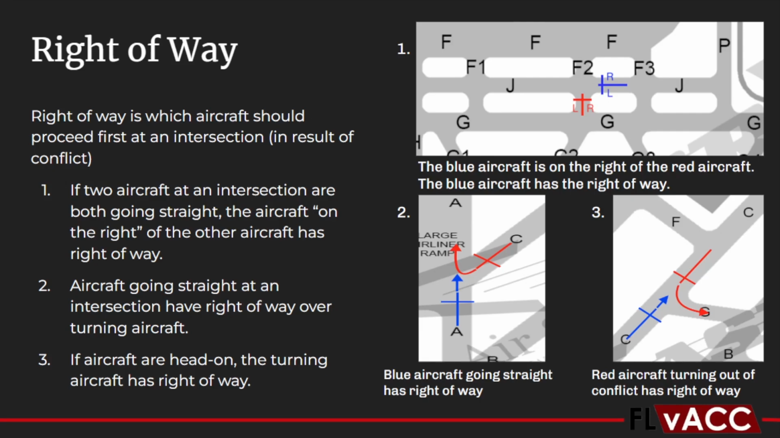In the second case, you have an aircraft going straight through an intersection and an aircraft turning onto the same taxiway. In these cases, since the turning aircraft will slow down to turn, the aircraft going straight has the right-of-way. In the last, unlikely case, if two aircraft are going straight towards each other, obviously the aircraft turning out of the way has the right-of-way. This scenario should be avoided at all times, however.